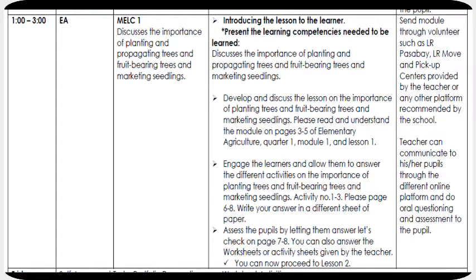Next, development of the lesson. Develop and discuss the lesson, the importance of planting trees and fruit-bearing trees and market seedlings. Please read and understand the module on page 3 to 5 of Elementary Agriculture Quarter 1 Module 1 Lesson 1. Engage the learner and allow them to answer different activities on the importance of planting trees and fruit-bearing trees and marketing seedlings on activity 1 to 3, page 6 to 8.